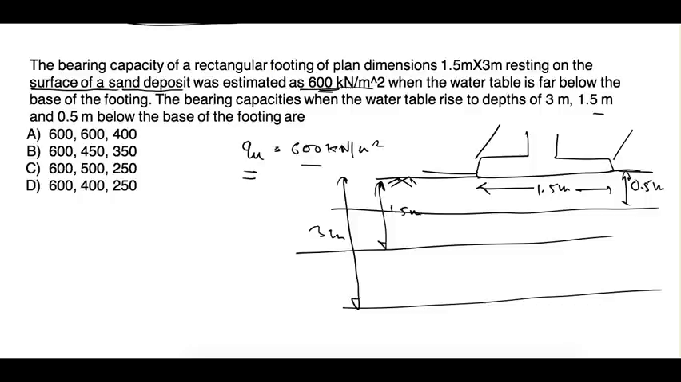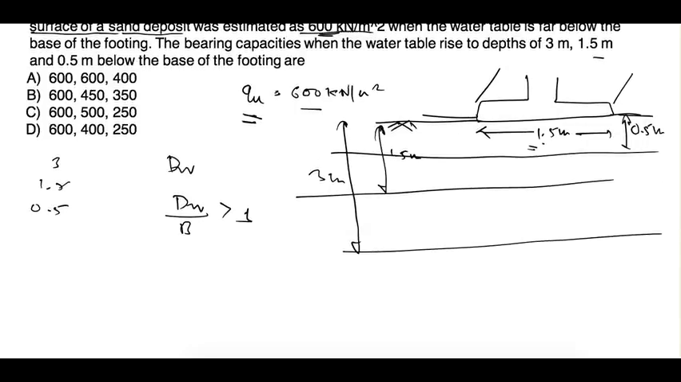Now there is this criteria, as I said earlier, that the width of the footing will be affected. Let's say the depth of water table is dw. When the dw by b ratio is greater than 1, then the bearing capacity is not affected. So what values are asked? 3 meter, 1.5 meter and 0.5 meter. For 3 meter, dw is 3 meter and width of footing is 1.5 meter, so this ratio is 2, obviously greater than 1, so the bearing capacity will not change.